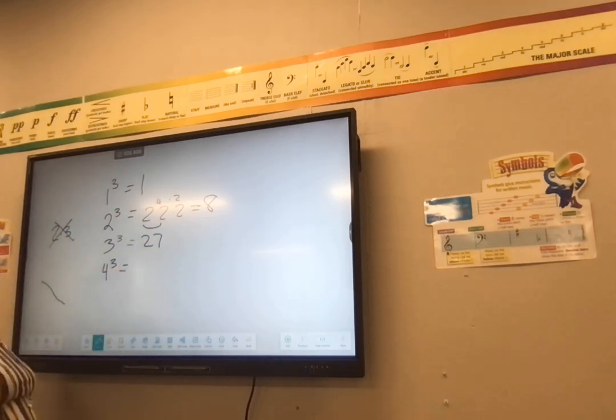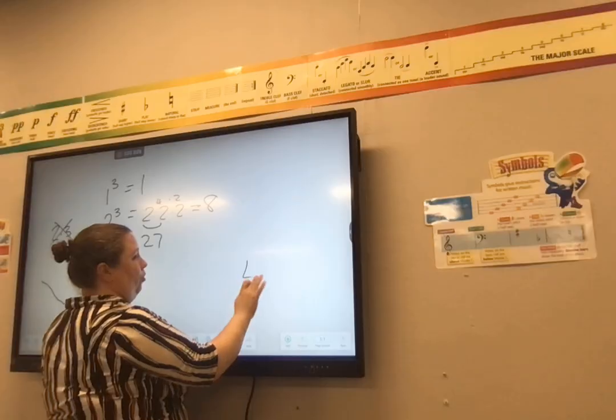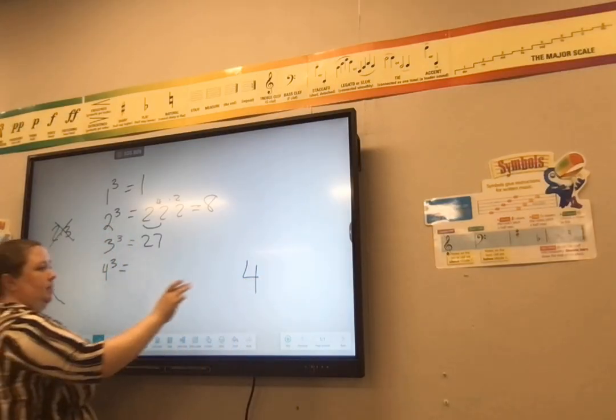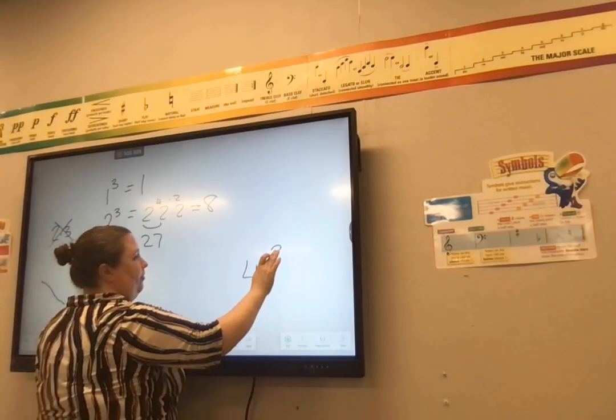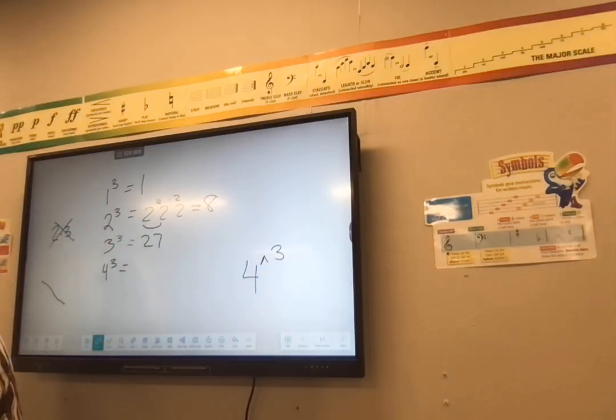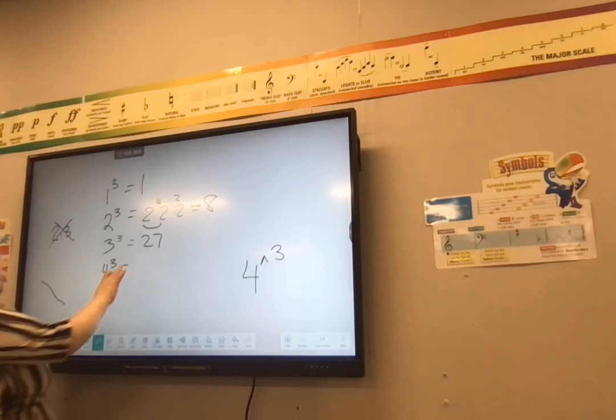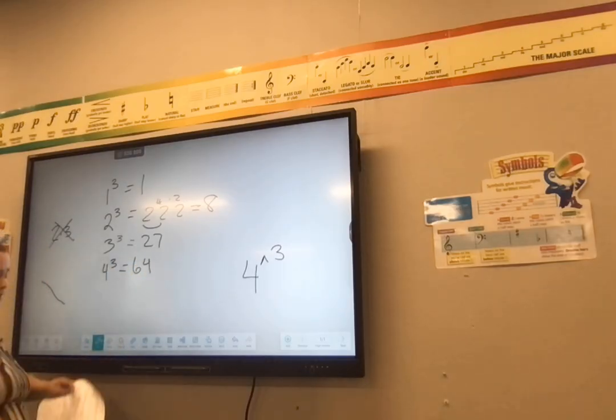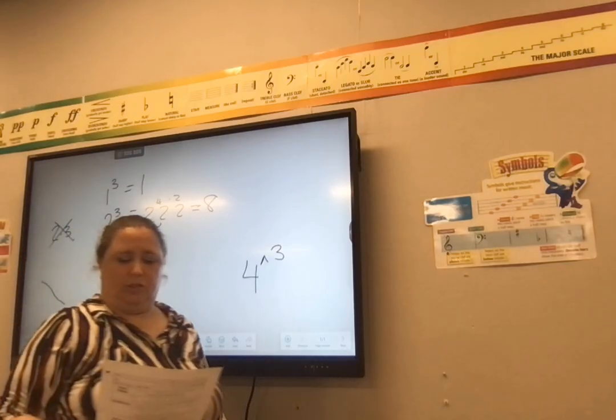Now, you can do this on your calculator. You should hit 4 as your base number, then the button with the little triangle, which means to the power of, then 3. Important button to know. 64. Is he right? Yes. Good. You learn something new every day.